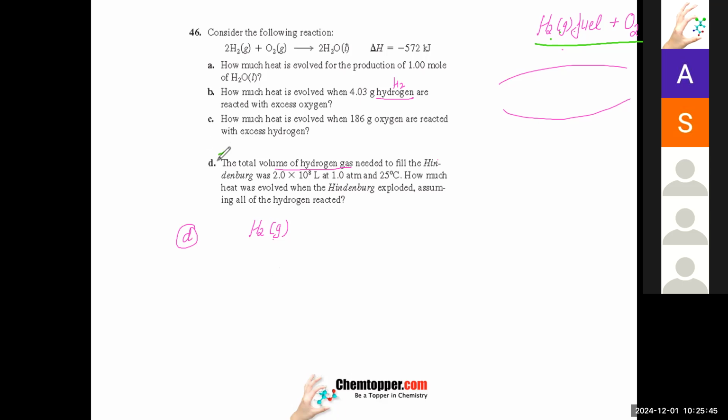Okay, now let's start doing this question. They have given you the volume of hydrogen gas, that is 2.0 times 10 raised to power 8 liters. It's a very big volume, children. The pressure of the hydrogen gas is given as 1.0 atm. The temperature at which that aeroplane was kept is also given, 25 degrees Celsius. From this information, they want you to calculate the kilojoules of energy released when it exploded.